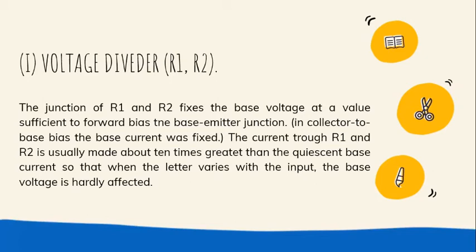The current through R1 and R2 is usually made about 10 times greater than the quiescent base current, so that with the latter varying with the input, the base voltage is hardly affected.